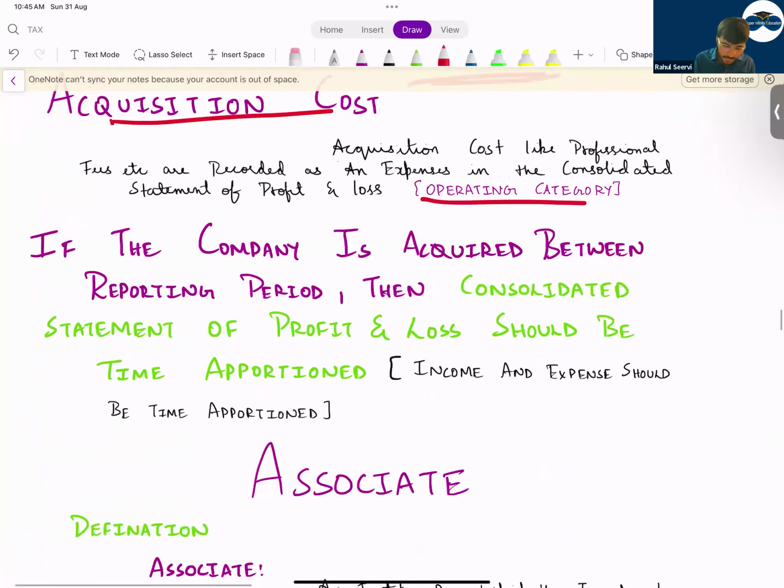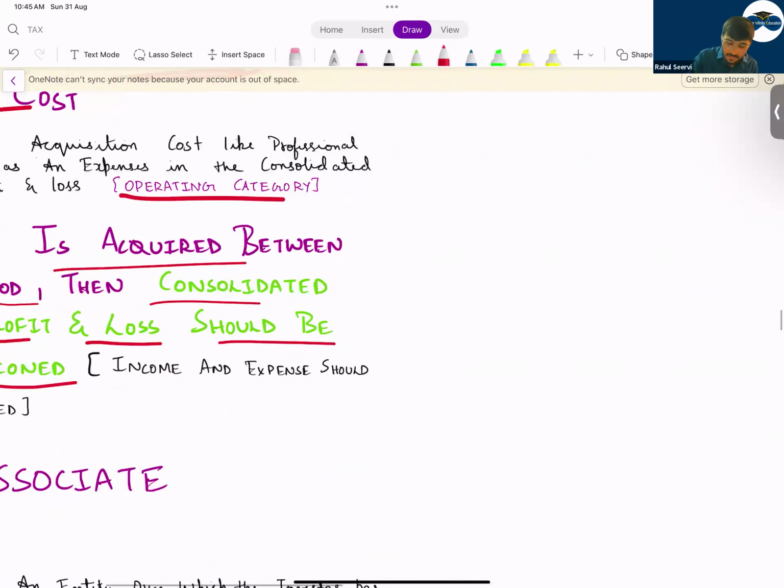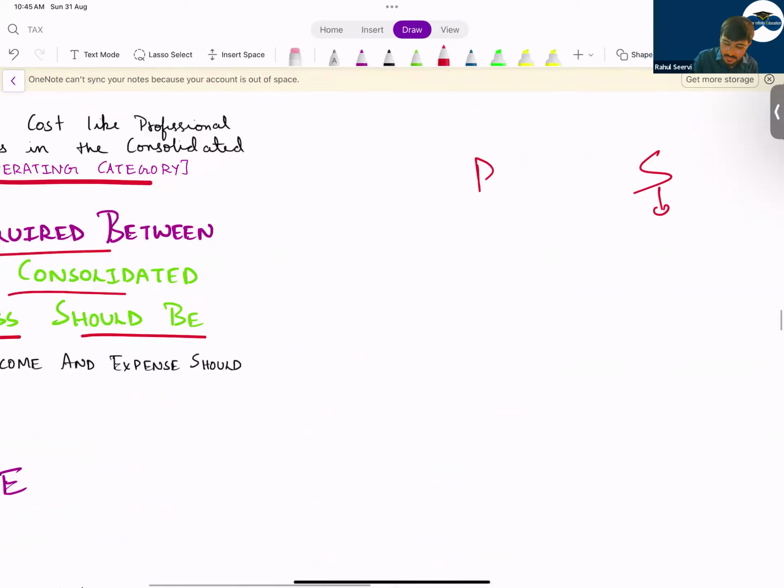If the company is acquired during the reporting period, then the consolidated statement of profit and loss should be time apportioned. That means parent company, subsidiary company. Suppose the subsidiary company was acquired after 6 months. So each and everything, revenue, income, expenses, all this should be time apportioned by 6 by 12. Everything.